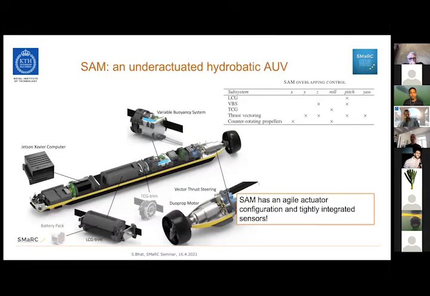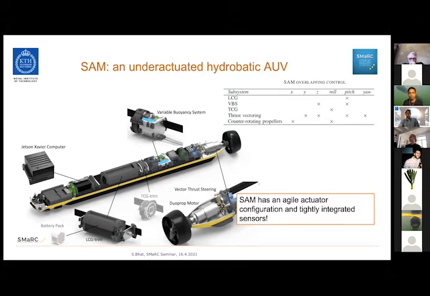In order to test these strategies and to investigate it further, we have SAM, which is an underactuated hydrobatic AUV. Most of us have spent some time with SAM or seen it. SAM is slender, it is agile, and it's also designed to have a lot of actuators which we can exploit. For one, we have a movable battery pack, which allows us to change its center of gravity position.